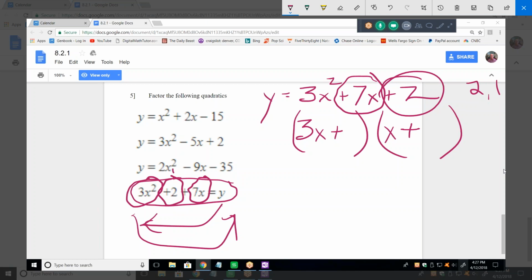2 on the left, 1 on the right. Well, let's see. Does that produce the right middle term? You tell me. So positive 2x and then 3. No, it doesn't. Then there's only one other choice in this case, and that makes sense. Put the 1 on the left and the 2 on the right. Does that produce the proper middle term? Yes, it does. There you go. That's how you do those.